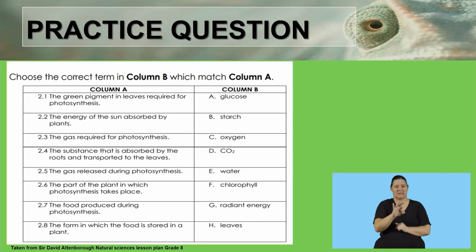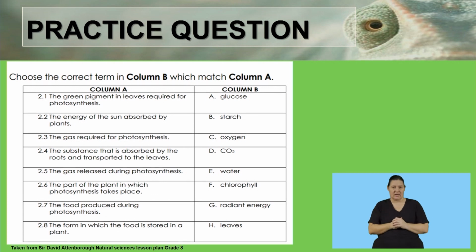2.3, the gas required for photosynthesis. Not the product gas, but the one we require for photosynthesis to happen. 2.4 is the substance that is absorbed by the roots and transported to the leaves. What is it that is absorbed by the roots and transported to the leaves? 2.5 is the gas released during photosynthesis. So now we are going to be looking at what is being released, the product gas.